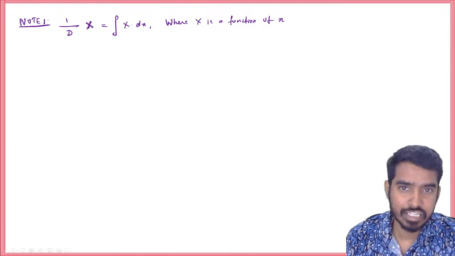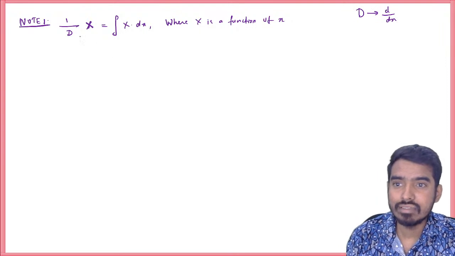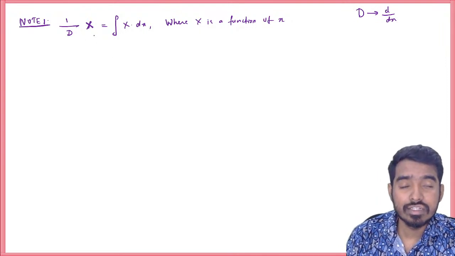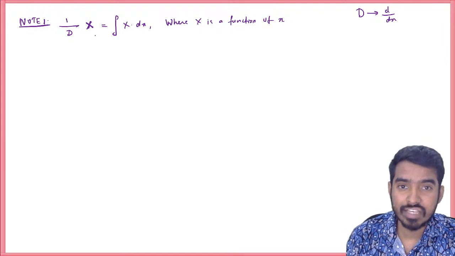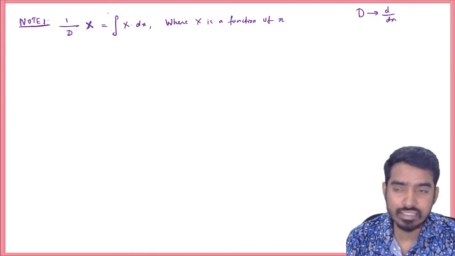Remember, D is differentiation. We already assumed that this capital D is d by dx. So we have 1 by D, that means this D inverse. And we know differentiation and integration are inverse of each other. So D inverse is what? Integration. So just find the integration of X dx to find 1 by D of X.